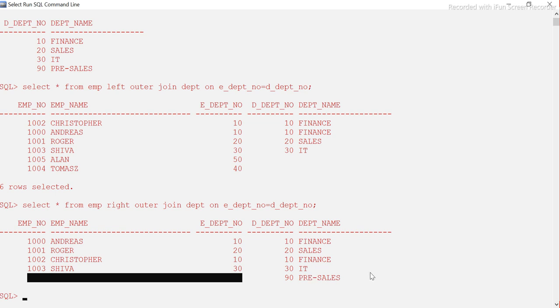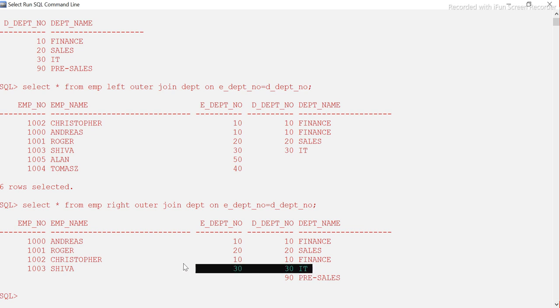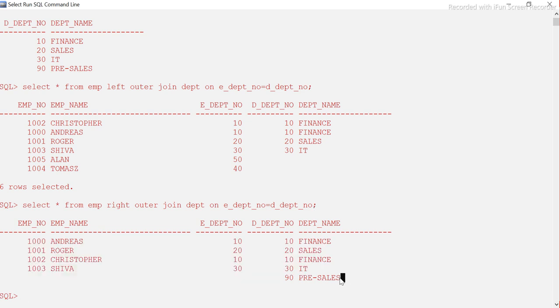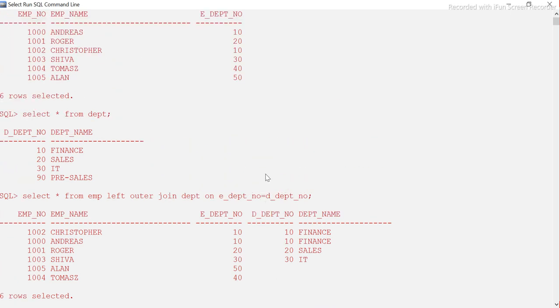Now guys, I think it is very easy to guess what the output of full outer join is. Full outer join, as I said, is the matching rows plus the output of left outer join plus the output of right outer join, which is the unmatched ones. So we will get the matching ones, this 4 first. These 4 will always come as matching ones. And then we will get this also, 90 pre-sales with nulls. And then from left outer join, what is that?